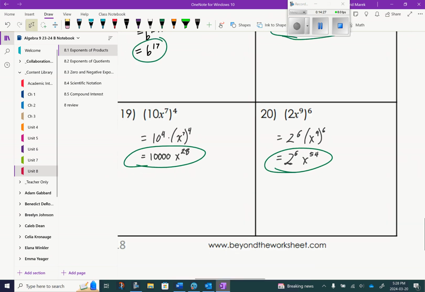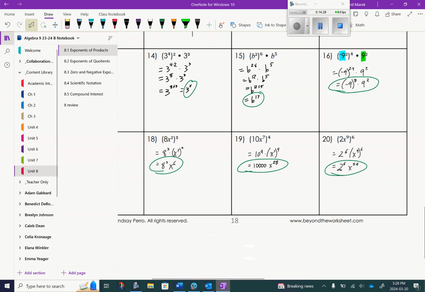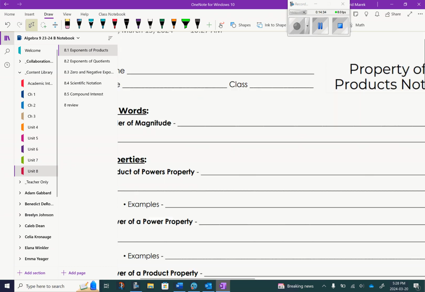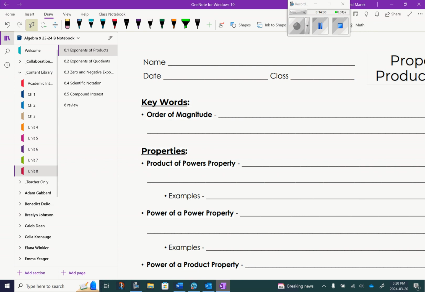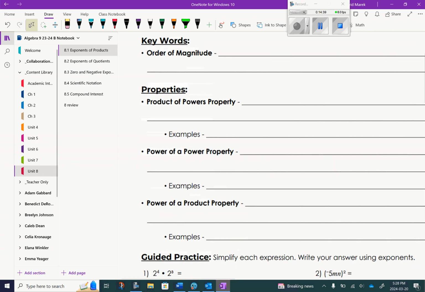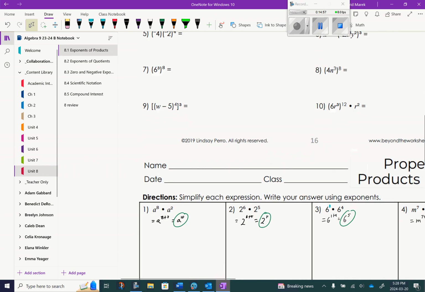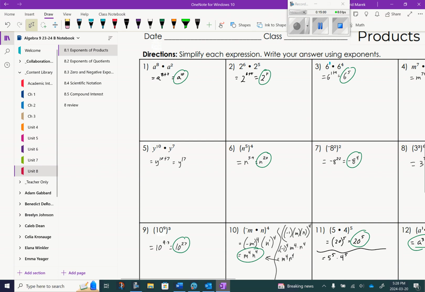Again, practicing here using our 3 different rules. The product of powers, add the exponents. Power of a power, you multiply exponents. Power of a product, separate them, raise every single part of it to that same exponent, and then go back up. Is it product of powers? Is it power of a power? Combine it and write it as simply as we possibly can.